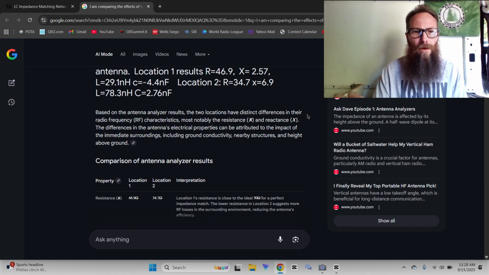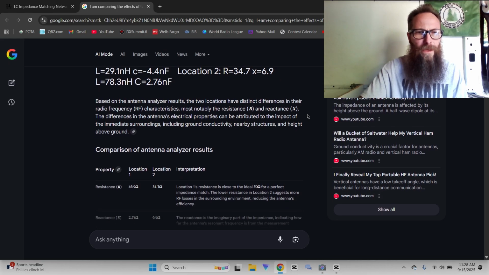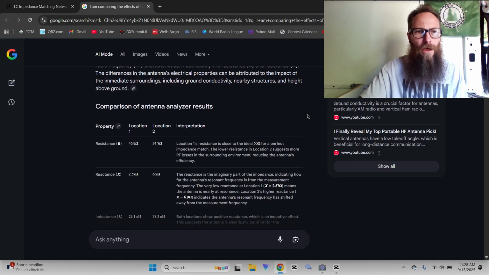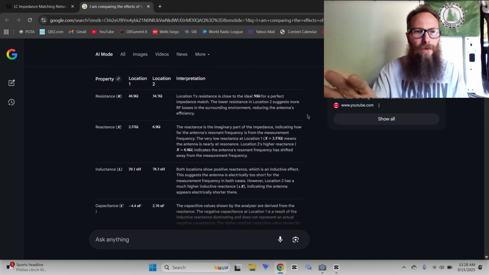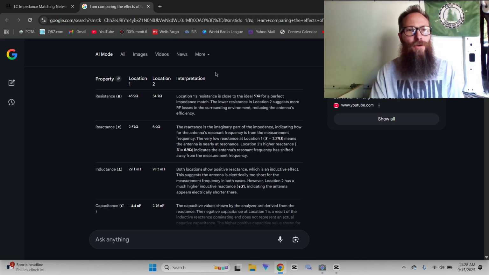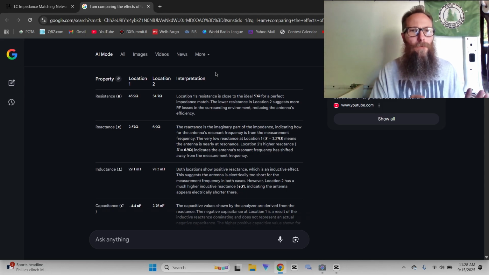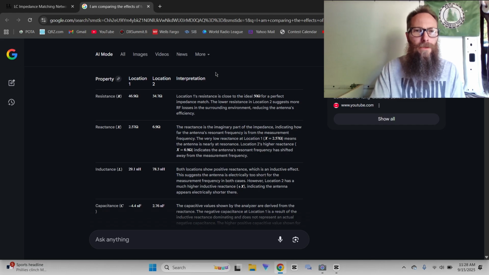Now this is all stuff that I knew and fairly basic, but it does a good job of comparing, and then we're going to take a look at some possible solutions. So this is a nice thing if you're not sure what all these numbers mean, R and X and L and C. This is a pretty good description.